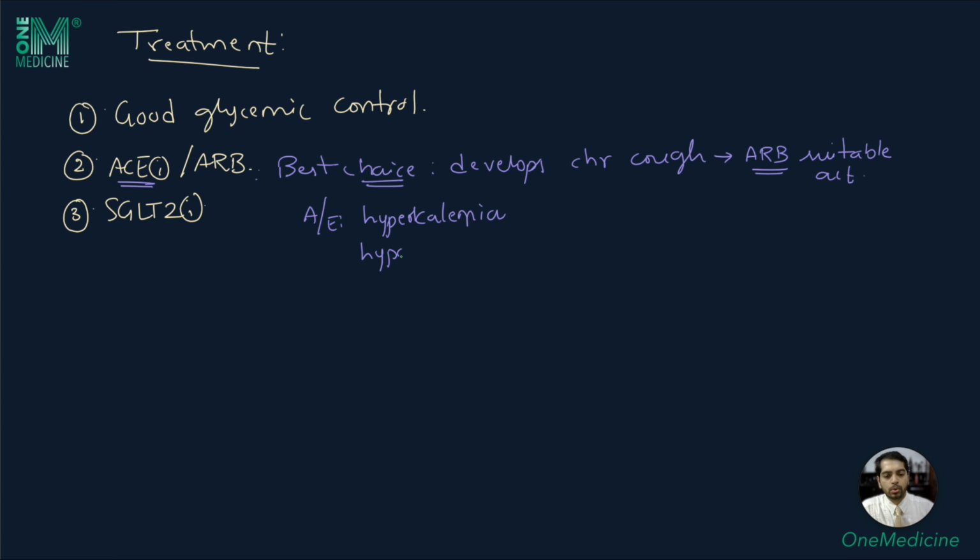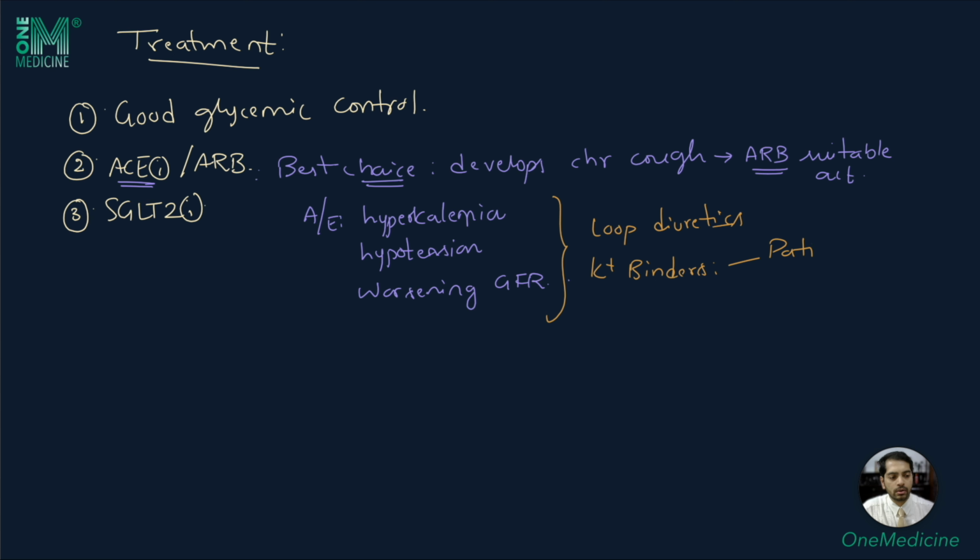Patients can develop hypotension, and there can be worsening glomerular filtration rate, and also worsening kidney function. In such patients, loop diuretics can be used, and even potassium binders can be used to reduce the risk of hyperkalemia, and these include patiromer and sodium zirconium cyclosilicate.